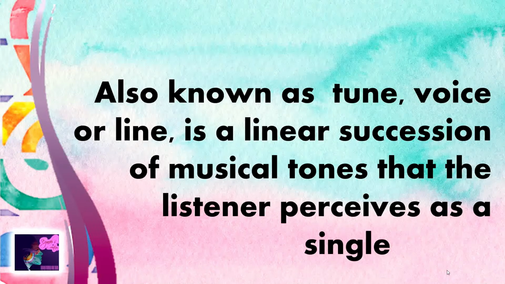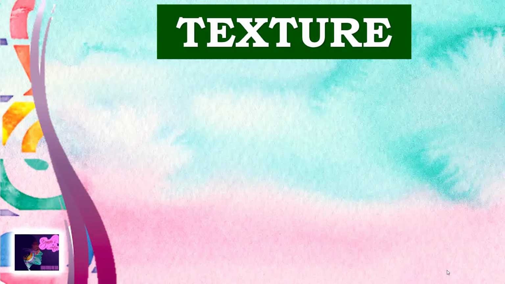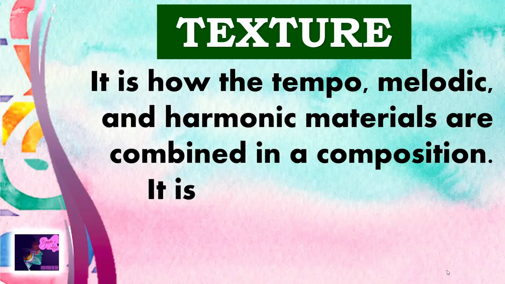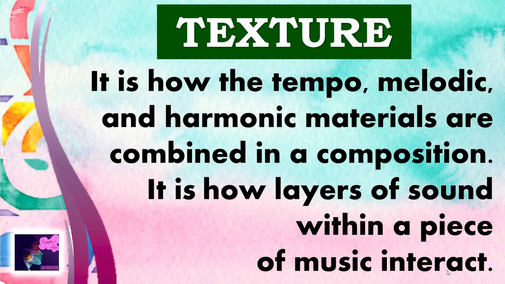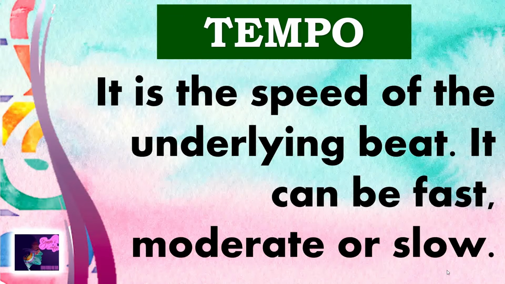Also known as tune, voice or line, is a linear succession of musical tones that the listener perceives as a single entity, is none other than the melody. For the texture, it is how the tempo, melodic, and harmonic materials are combined in a composition. It is how layers of sound within a piece of music interact. And last is the tempo. It is the speed of the underlying beat. It can be fast, moderate, or slow.